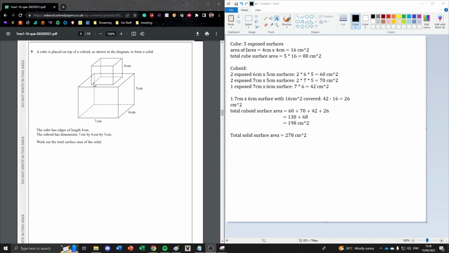Finally, we have this top face that is partially exposed. So obviously that has a surface area, if it was completely exposed, of 42 centimeters squared, but it's covered by the 16 centimeters squared of one of these cube faces. So the exposed area is 42 minus 16 equals 26 centimeters squared. So the total cuboid surface area is 60 plus 70 plus 42 plus 26, which gives us 198 centimeters squared. And then adding the cube surface area to the cuboid surface area, we find the total surface area of the solid is 278 centimeters squared.